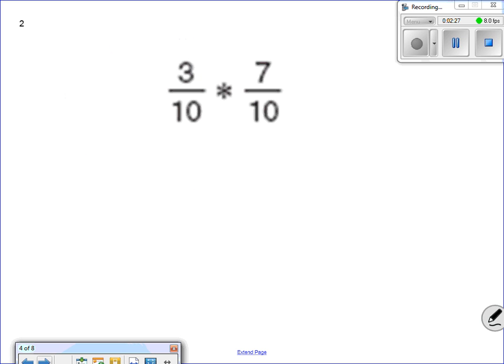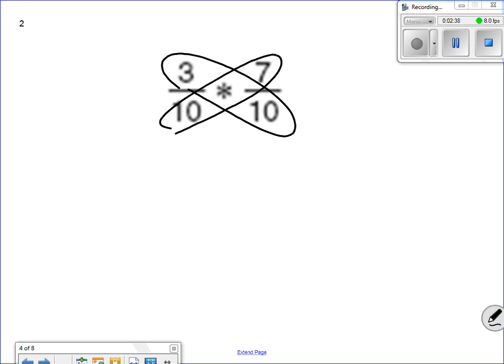Here's another problem. Okay? First of all, let's take a look. Can we cross-reduce these things? 7 and 10, I can't make them any smaller. 3 and 10, I can't make them any smaller. So with that being said, kids, I know when I multiply across, I cannot get my answer any smaller. So let's take a look. 3 times 7 is 21. 10 times 10 is 100. I'm right. I cannot reduce that any further down. So that problem is done. Let's take a look at another one.